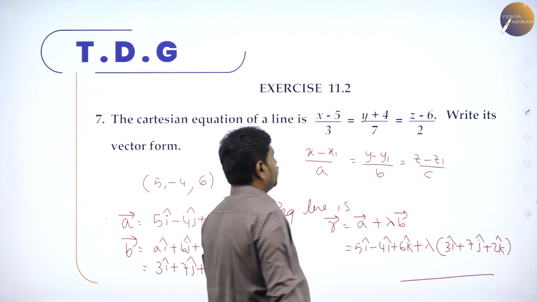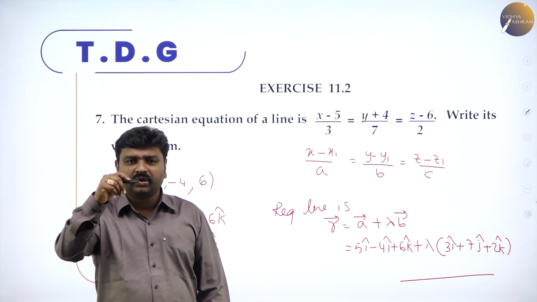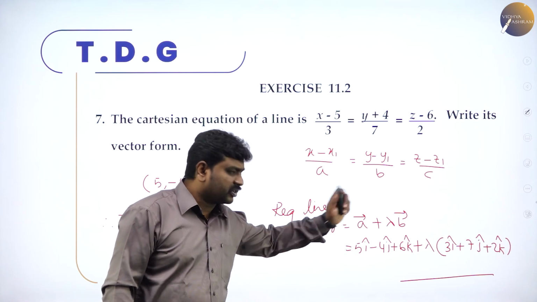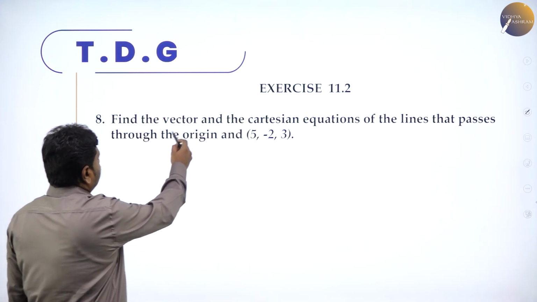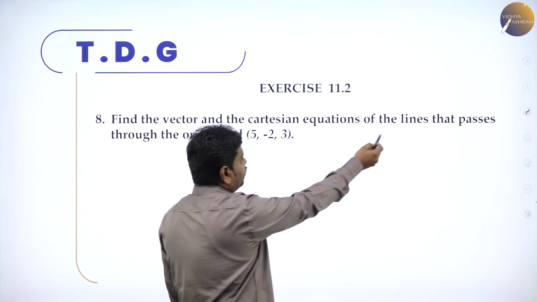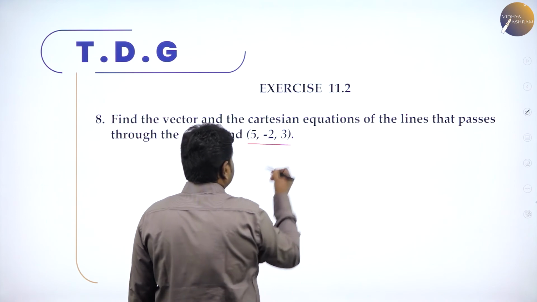So they gave Cartesian form, we wrote vector form. What is vector form of line passing through a point and parallel to a given vector? Vector r is equal to vector a plus lambda vector b. Then find the vector and Cartesian equation of line which passes through origin and 5, minus 2, 3.